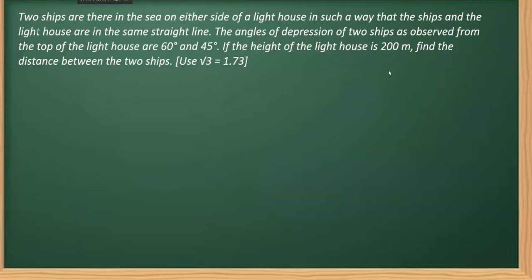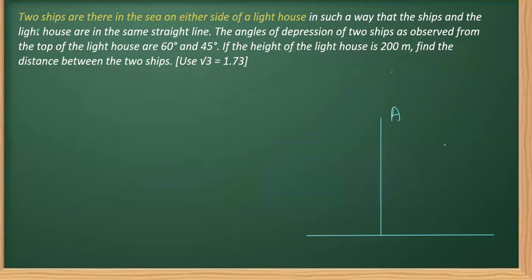This is another question from some application of trigonometry. It says two ships are there in the sea on either side of the lighthouse. So it is important to remember that these two ships are on either side of the lighthouse. So let's say, for example, this is the sea and I have to make a lighthouse. Make sure when you make the lighthouse, it should not be at the center, right?